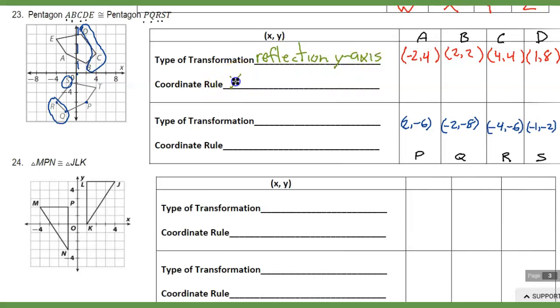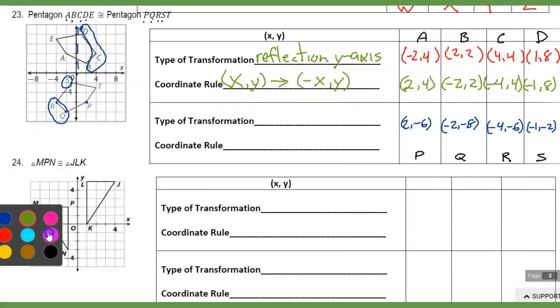Axis, which is negative x, y. So let's apply that transformation to each of these. So I'll end up with 2, 4, negative 2, 2, negative 4, 4, and negative 1, 8. Just took the opposite of each of the x values.